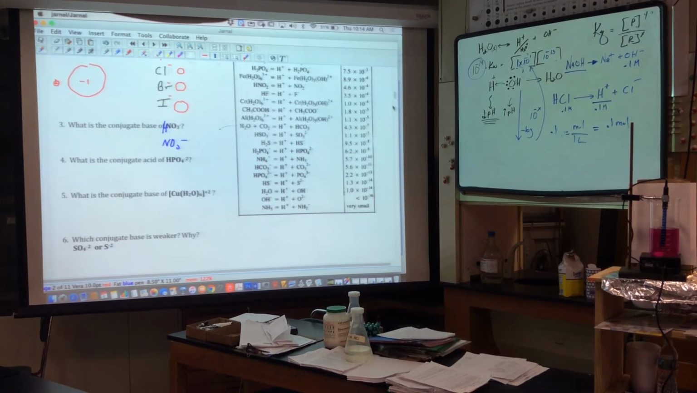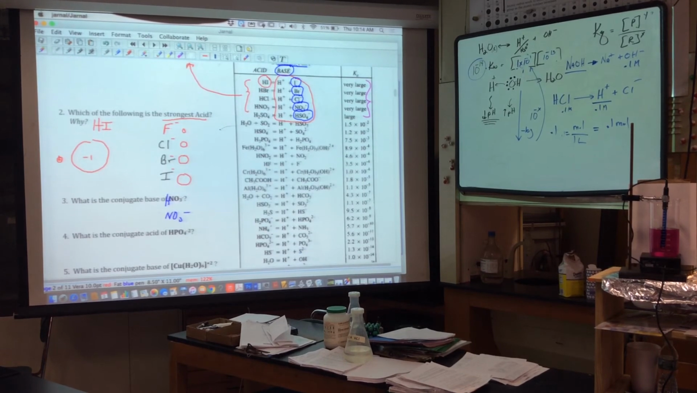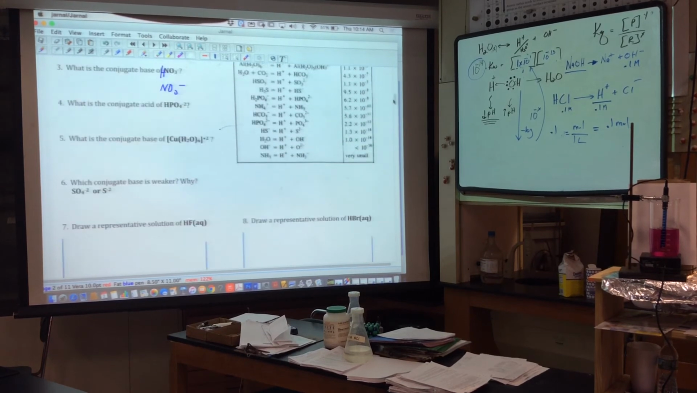And by the way, look up here. These are all conjugate acids. Where's the acid? Called nitric acid. Its conjugate base? What's left over? Okay, now let's do this.